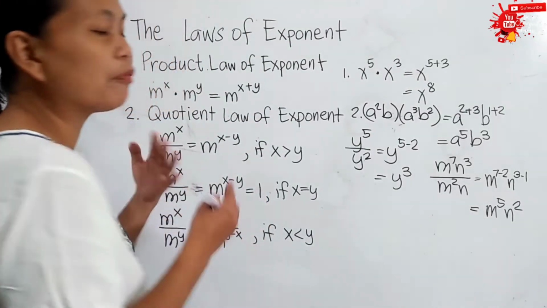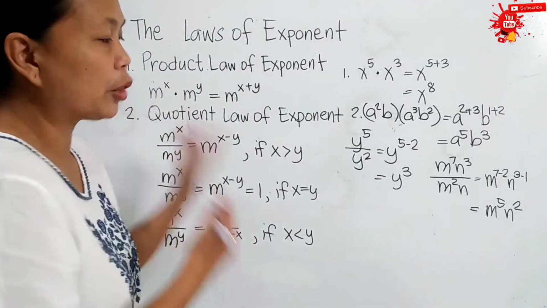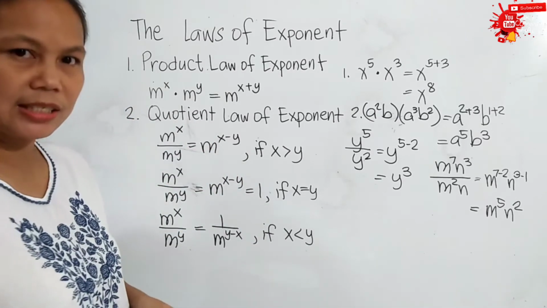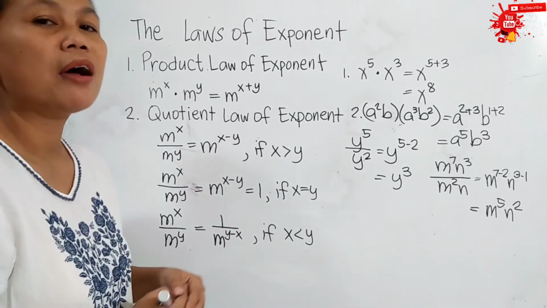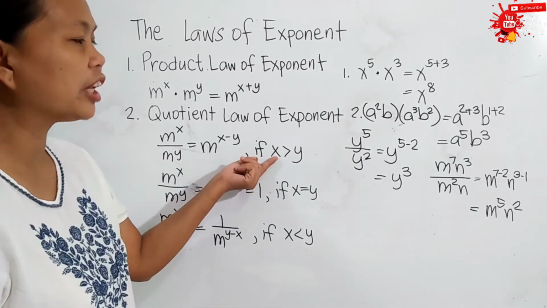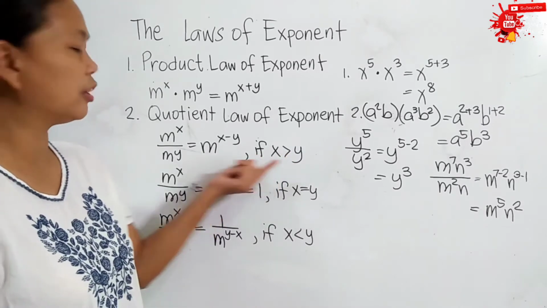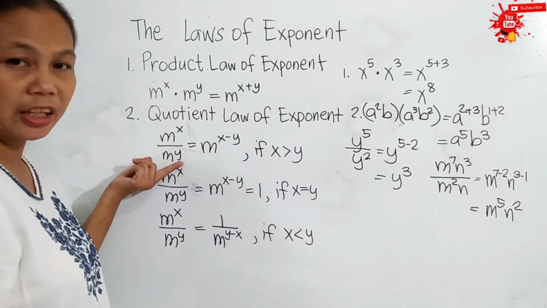So we will only subtract the exponent to its corresponding term with the same base or same variable. Okay? So in this case, the exponent of the numerator is greater than the exponent of the denominator.